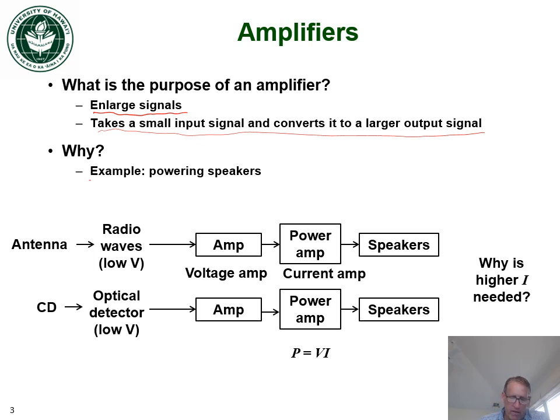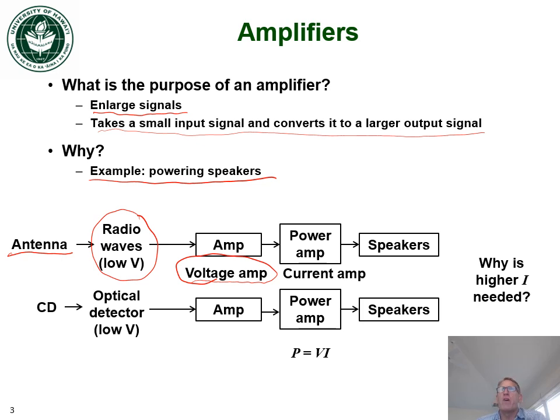An example would be audio speakers. They clearly need to amplify the signal to drive the speakers. So one example might be if you have an antenna for a radio, like you would have on a cell phone. The antenna picks up the signal of interest. These radio waves typically have a very low voltage associated with them. They're typically very small signals. You would then use a voltage amplifier to boost the voltage. And then you'd actually need a separate type of amplifier to drive the speakers. And this might be called a power amp or a current amp.